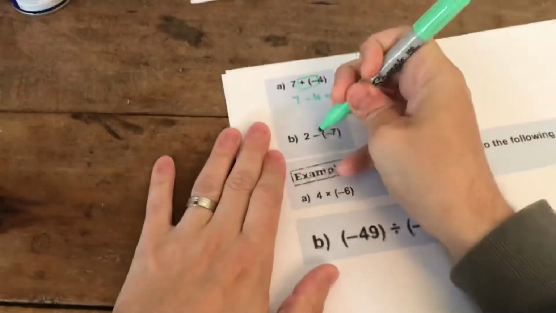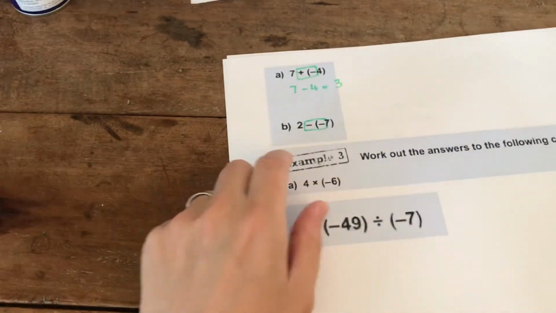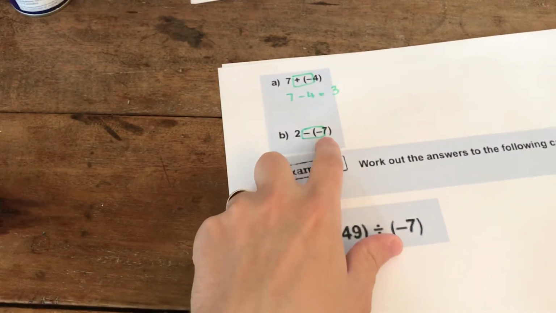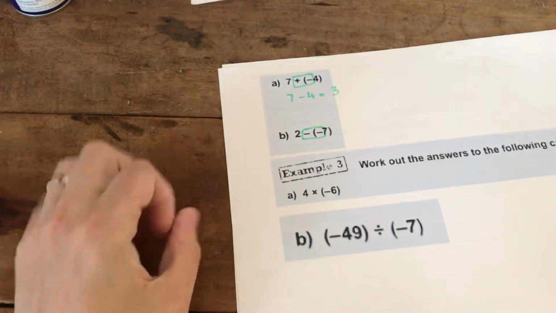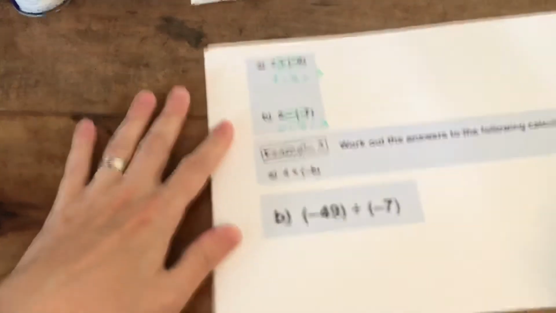Okay, when we have a takeaway, it only works again when you're adding and subtracting with the sign in the middle and the numerical value after. So in this case, that becomes 2 add 7, that gives you 9.